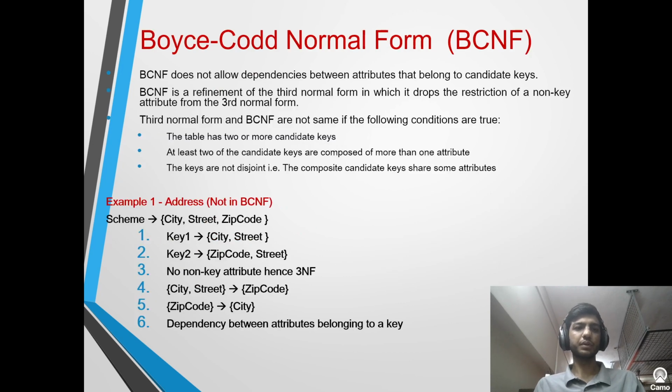Boyce-Codd normal form. BCNF does not allow dependencies between attributes that belong to a candidate key. BCNF is a refinement of the third normal form, in which it drops the restriction of a non-key attribute from the third normal form. And here is an example given.